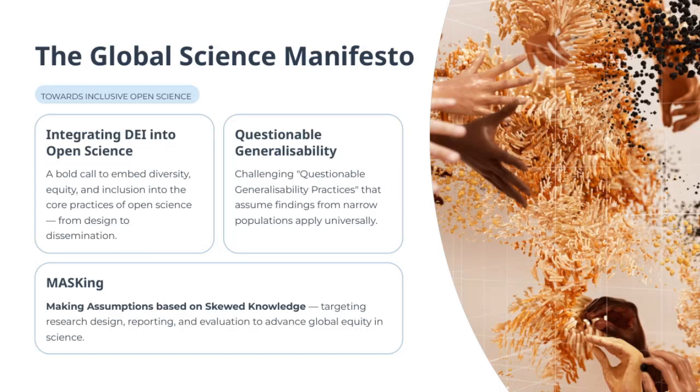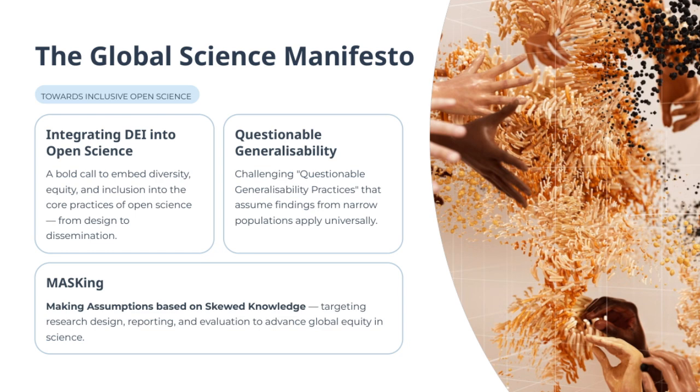Now, let's talk about making assumptions based on skewed knowledge, which is a critical issue in advancing global equity in science. When we talk about targeting research design, reporting, and evaluation, the goal is to ensure these processes are inclusive and truly representative. One key concept here is masking. It's about being aware of and challenging what we might call questionable generalizability practices. These are the tendencies to assume that findings from narrow, often non-diverse populations, can be applied universally.